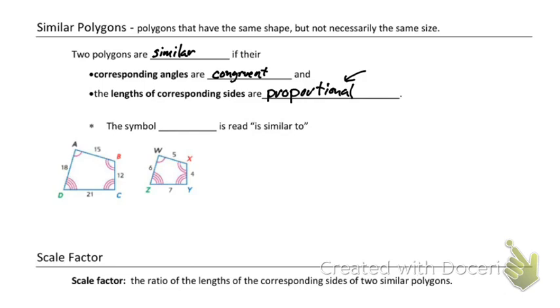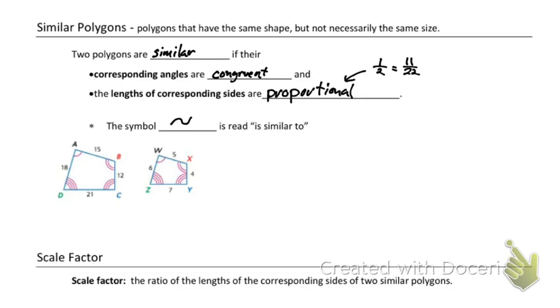Remember what proportional means. It might look something like 1/2 equals 11 over 22. Those are proportional because if I simplified it, it'd be 1/2 equals 1/2. That's what makes it proportional. To be proportional, it is a proportion that is true. The symbol, it's a little tilde, tells you 2 shapes are similar.